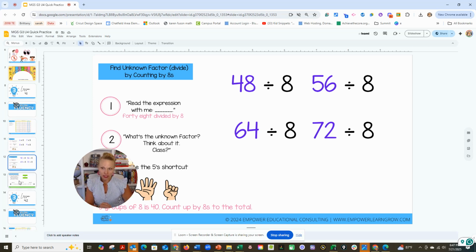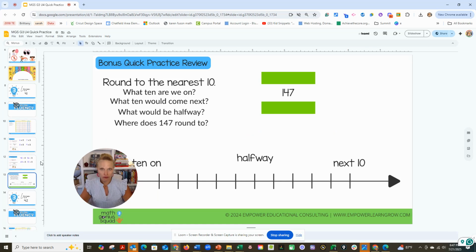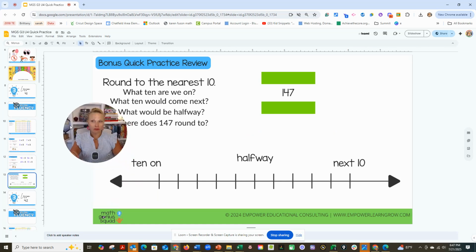Now, in addition to that, I've also added in a rounding frame so that students can continue to practice the rounding that they have done in previous units. We know that this is a tough skill. It is a new skill for 3rd graders.